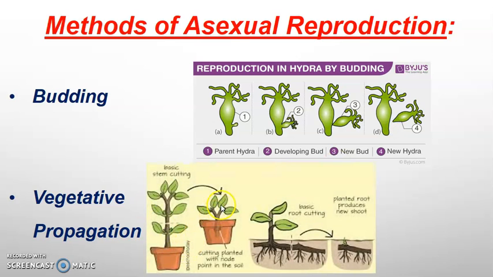Vegetative propagation, like I mentioned with the spider plant on the last page, or sometimes you can just cut a piece of the actual stem off and plant it. You could break off a part of the root system and plant it, and that'll give rise to a new plant that's identical to the original.